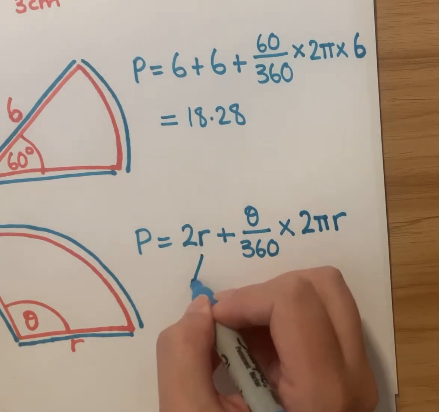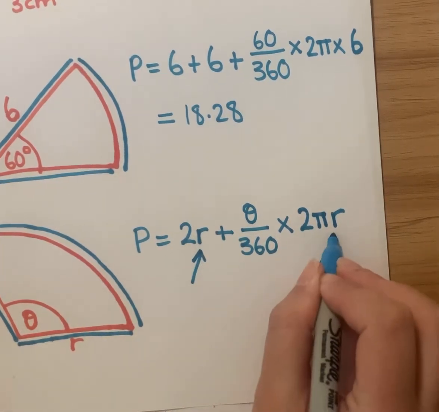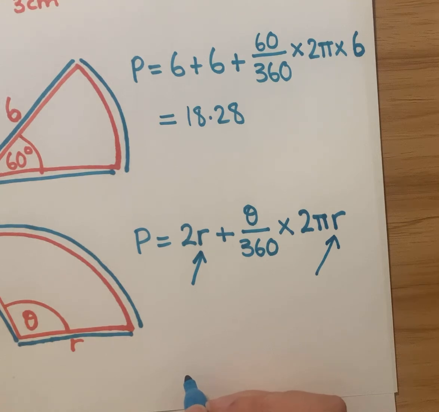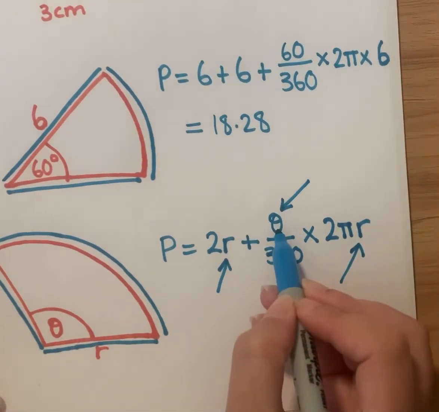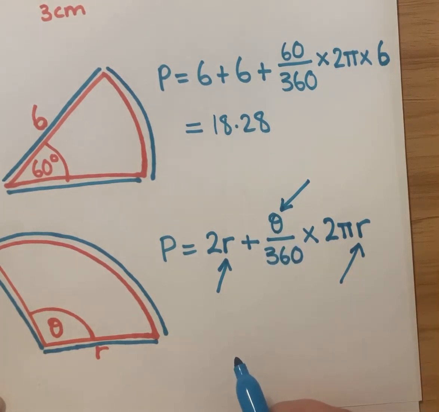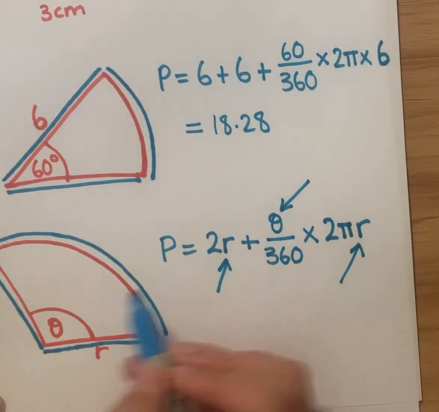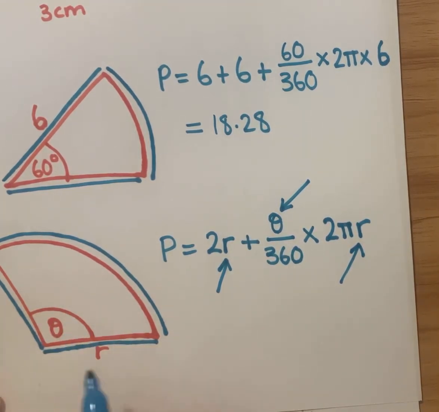So here we have our general formula for the perimeter of a sector. So whatever the radius is, we plug that number in here. That's the radius. And whatever the angle is in the middle of the sector here, we plug that in there. So if it's 75 degrees, we put 75 here. If it's 2 degrees, we put 2 there. So we need to know the angle inside the sector, and we need to know the radius length as well. And then we can work out the perimeter of the sector.